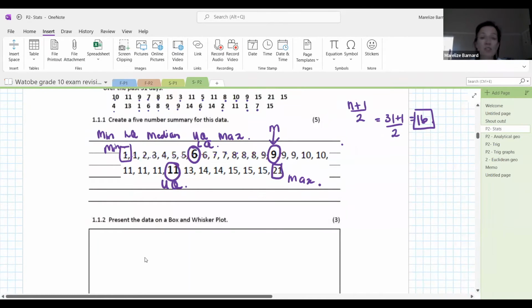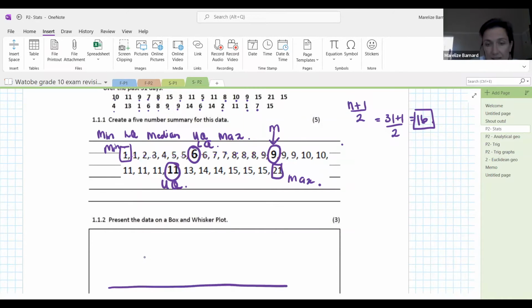Now remember, it's not just as easy as drawing a box and whisker plot. You need to draw a line with your ruler and decide on a suitable scale. So we've got 1 to 21 here. Maybe you want to go in 2s, or you can decide. Don't make your scale too big though. I think 2 is probably a good one. So if you draw a 10 centimeter, 12 centimeter line, then you can make that 0, 2, 4, 6, etc. But you have to have a scaled line when you draw your box and whisker plot.